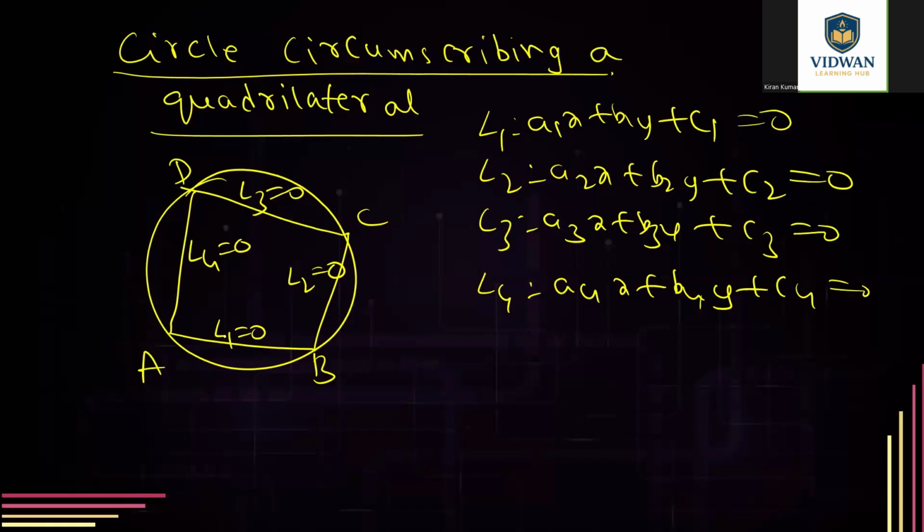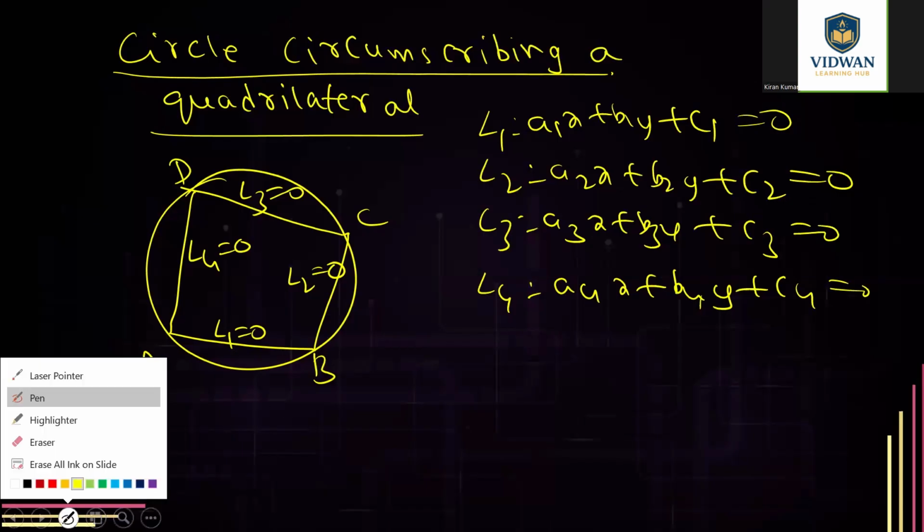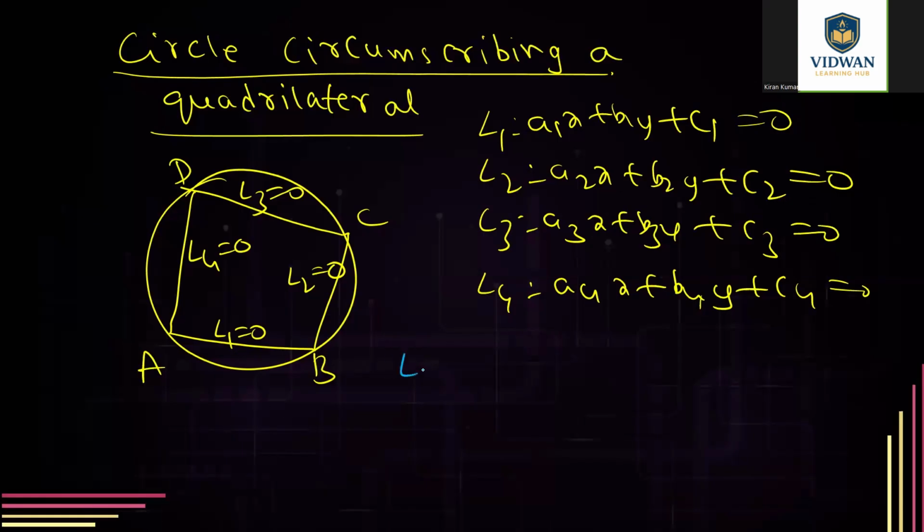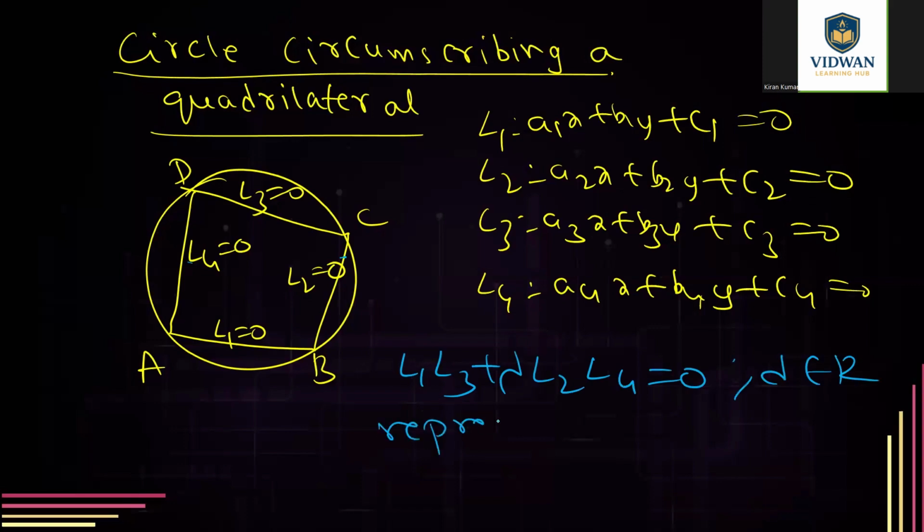this is, consider the equation: you multiply only opposite ones. That is, multiply L1 with L3, L2 with L4, and just put a lambda before that. Here, one unknown is enough, equal to 0, where lambda is any real number. So this represents a second degree equation in x and y passing through ABCD.